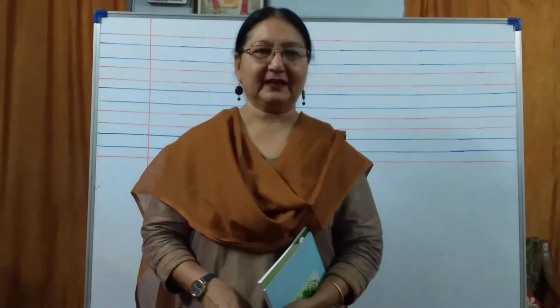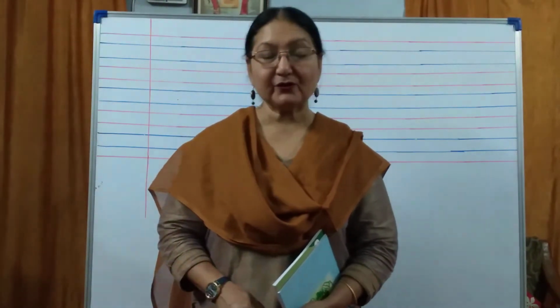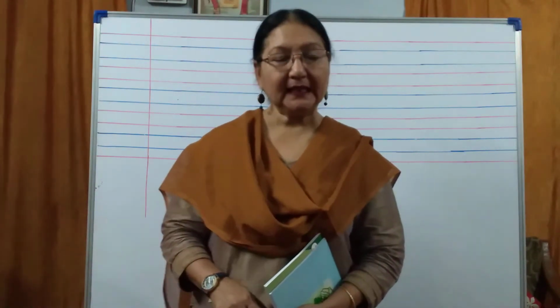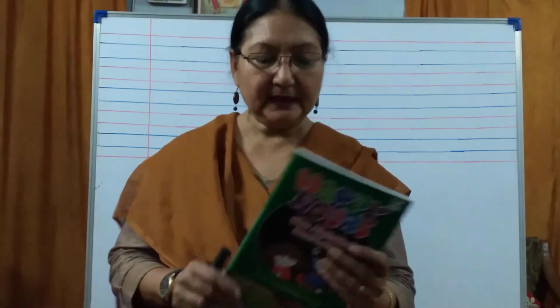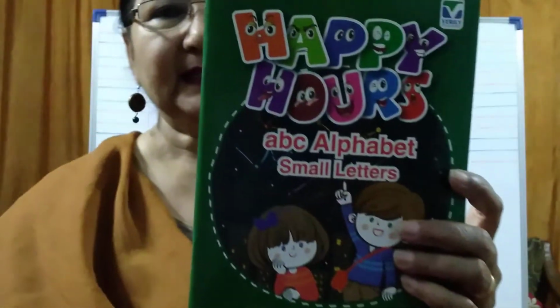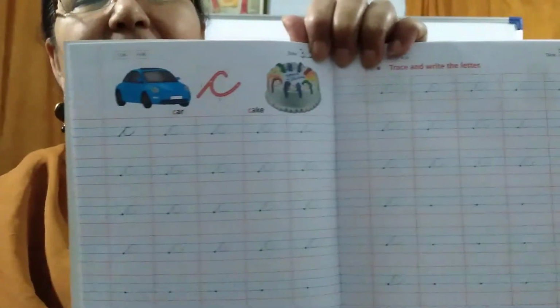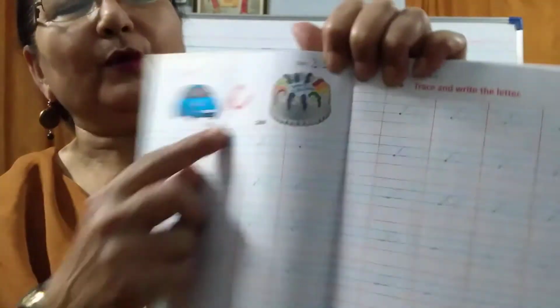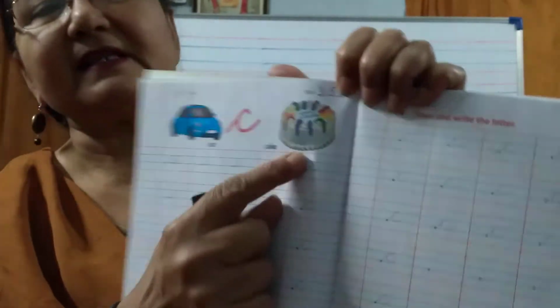Very good children. See, we are learning to write small alphabet C. We have already done it in the workbook. This is your workbook, children. Can you see this is your Happy Hours workbook? And we have written C in this copy. Yes, we have done C in this. This is C. C for car, C for cake.